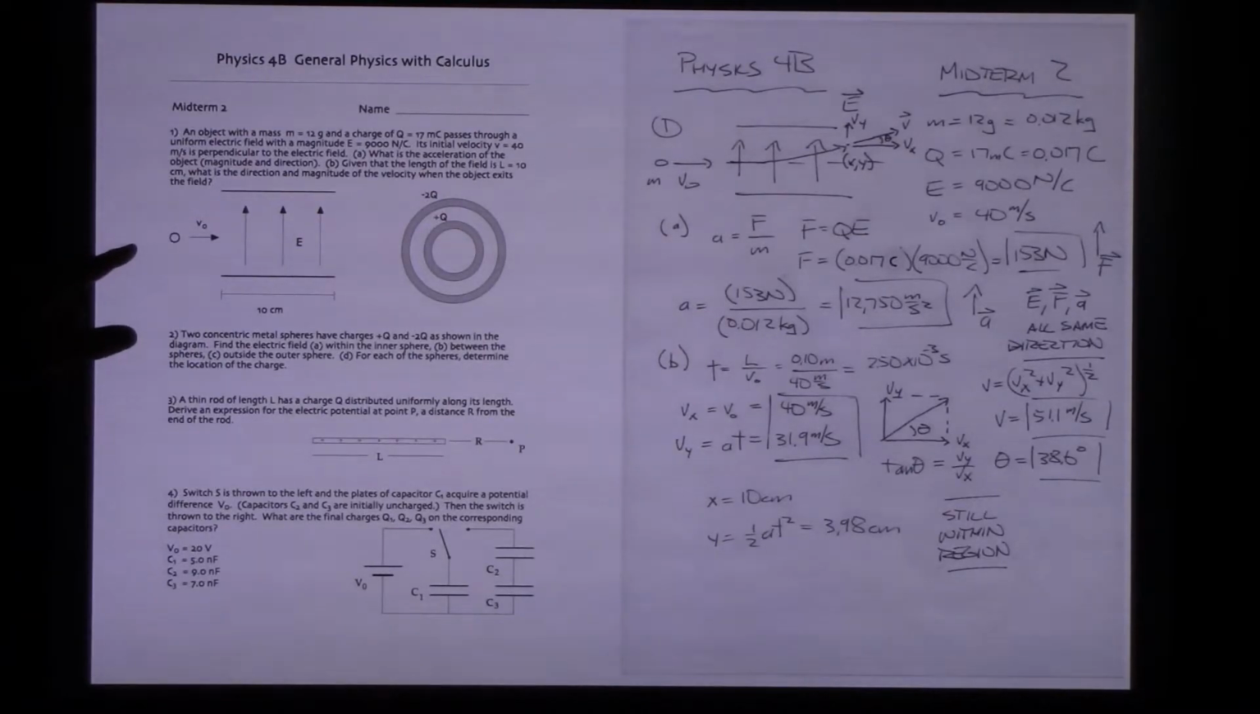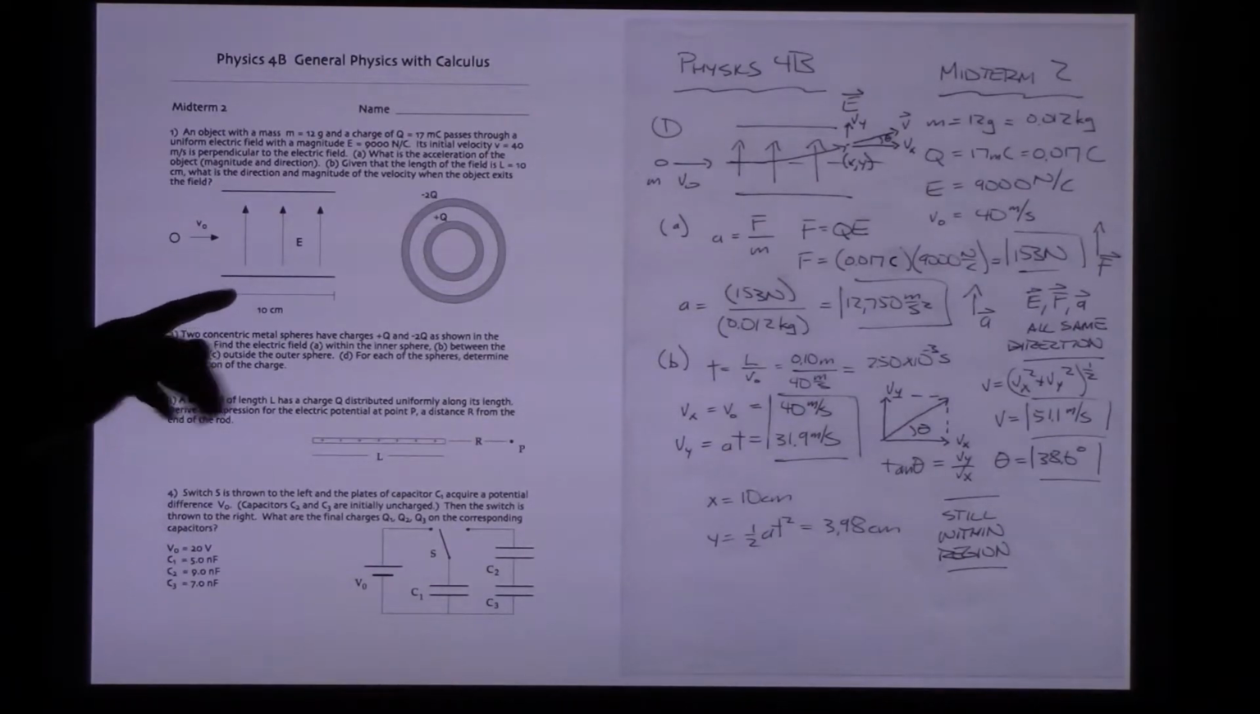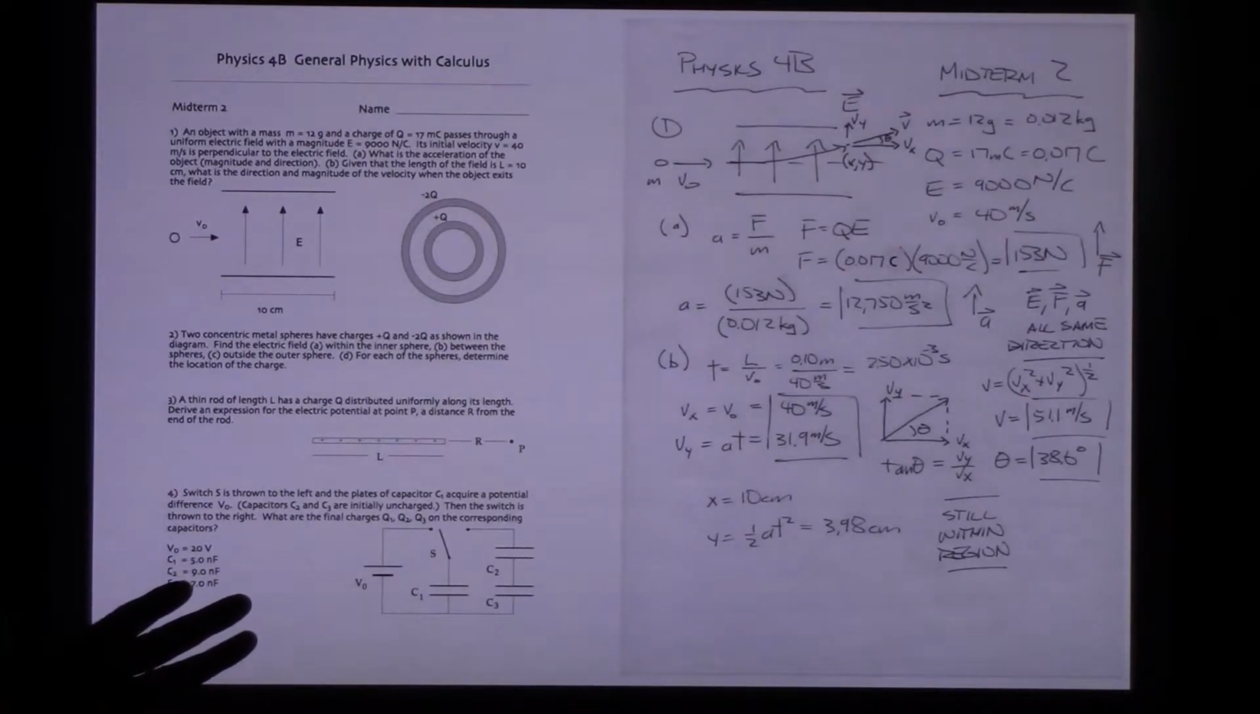It says that we have an object. There it is right there. It has a mass of 12 grams. It has a charge of 17 millicoulombs. And it's coming in with some initial velocity, 40 meters per second, about 100 miles an hour. There's an electric field region that we've set up. We're going to use that electric field region to redirect that object. As that object goes through the electric field region, it's going to get accelerated in some direction.